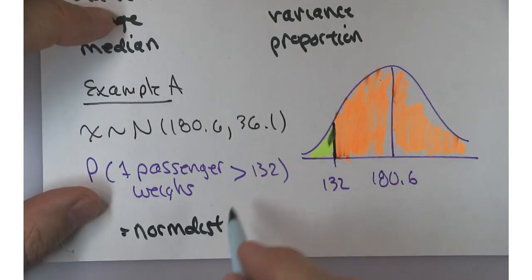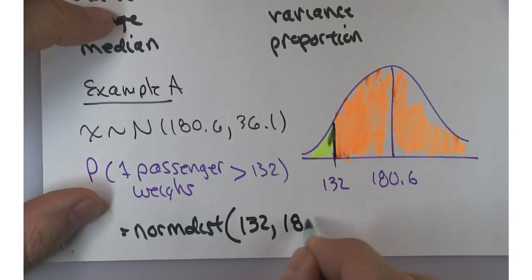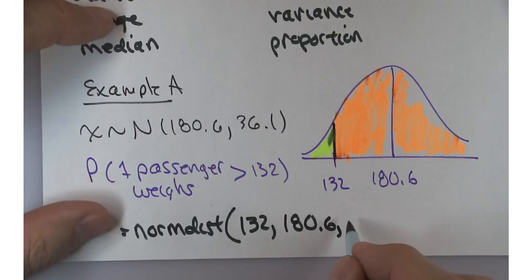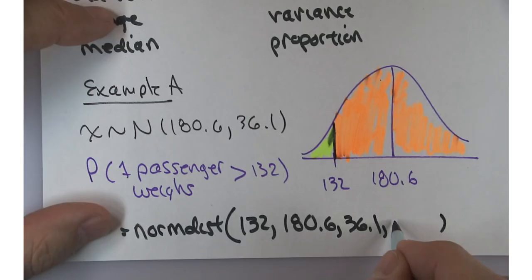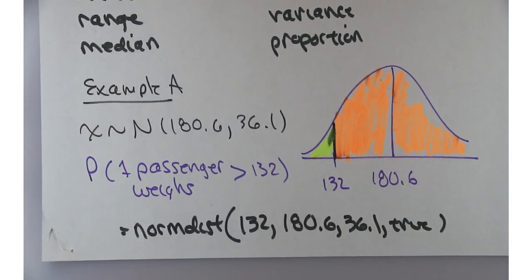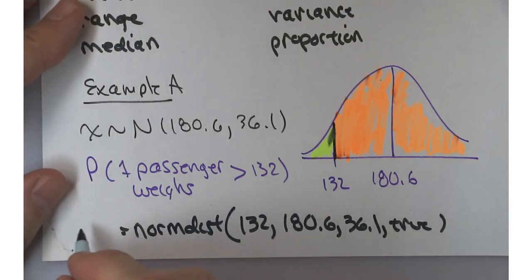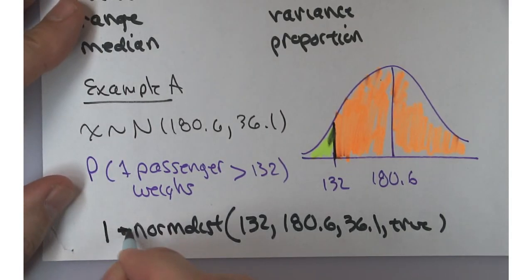And then 132, 180.6, 36.1, and then what else? True. For norm distribution, you're always going to be using that true thing. Except we've got to do one more thing here. We've got to subtract it from 1.